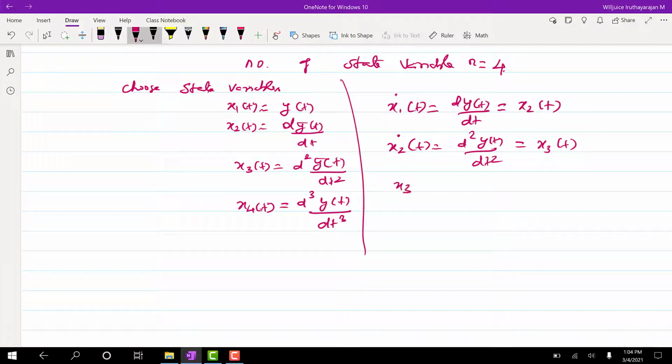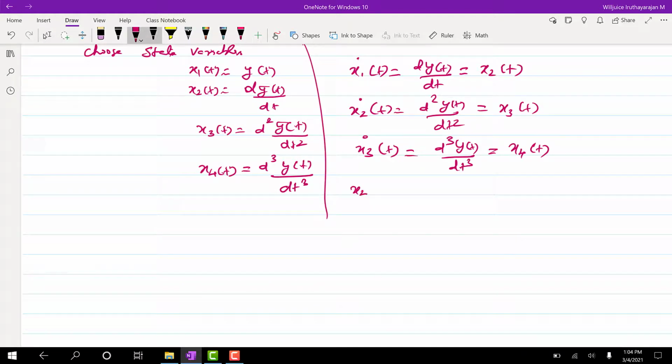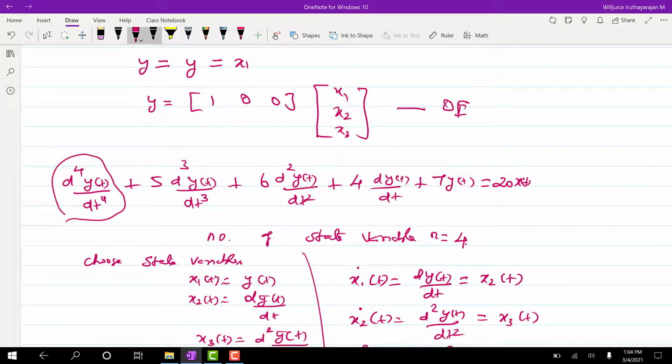Similarly x3 dot of t, the first order derivative of x3. x3 is nothing but d squared y of t by dt square, and its derivative is nothing but d3 y of t by dt cube, which we already chose as state variable x4 of t. Similarly next we have to choose x4 dot of t. x4 of t is nothing but d3 y of t by dt cube, and its derivative is nothing but the fourth derivative of y of t. So how are we going to obtain this fourth order derivative of y of t? That is obtained from the given differential equation.